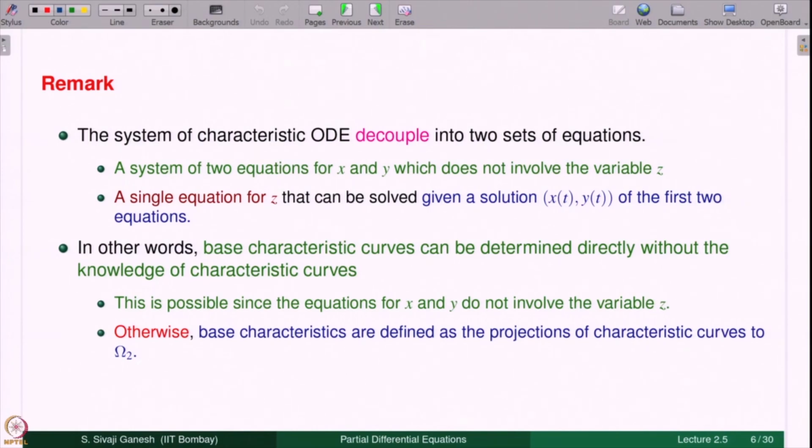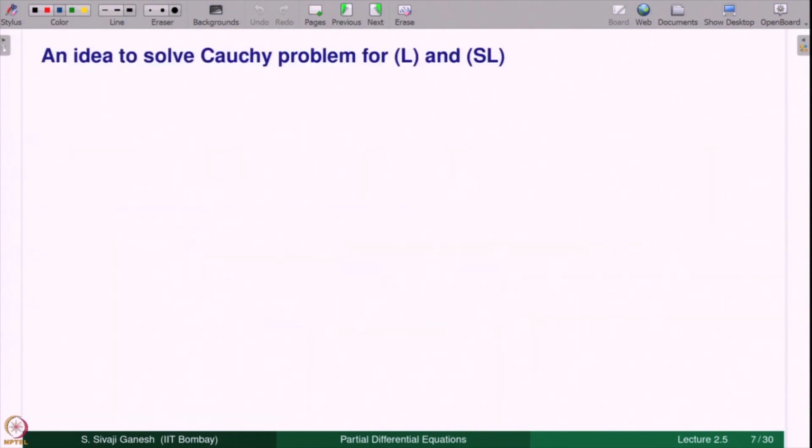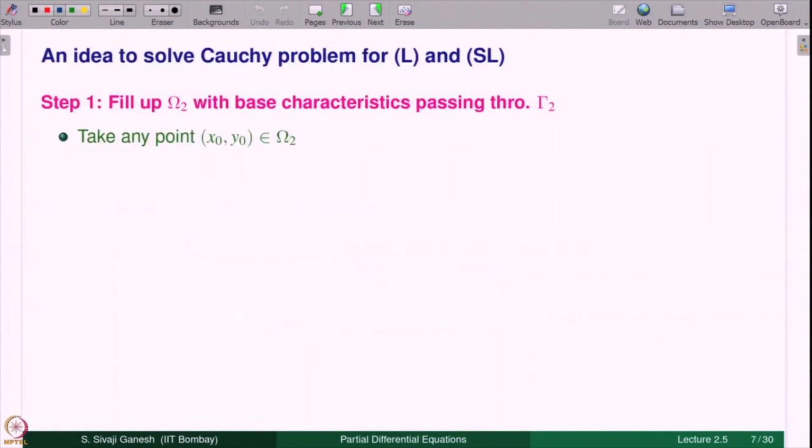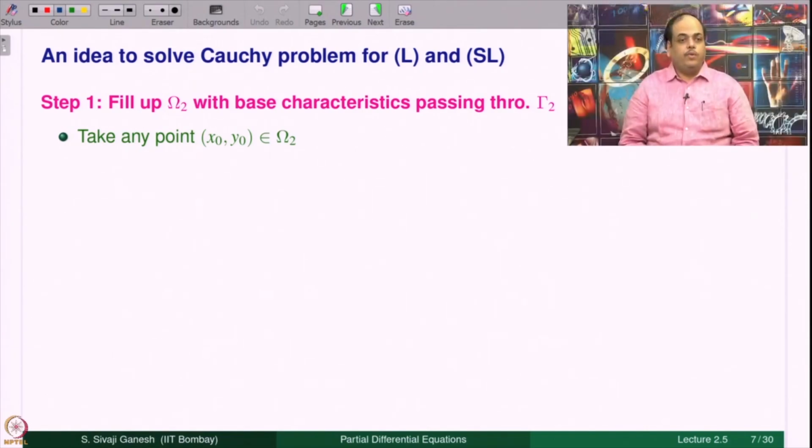Otherwise, base characteristics are defined as the projections of the characteristic curves to omega 2. So, an idea to solve the Cauchy problem for L and SL: we are dealing with both L and SL together, mainly because the part where the first order derivatives appear is the same, a u_x plus b u_y. Okay. What is step 1? Fill up omega 2 with base characteristics passing through gamma 2.